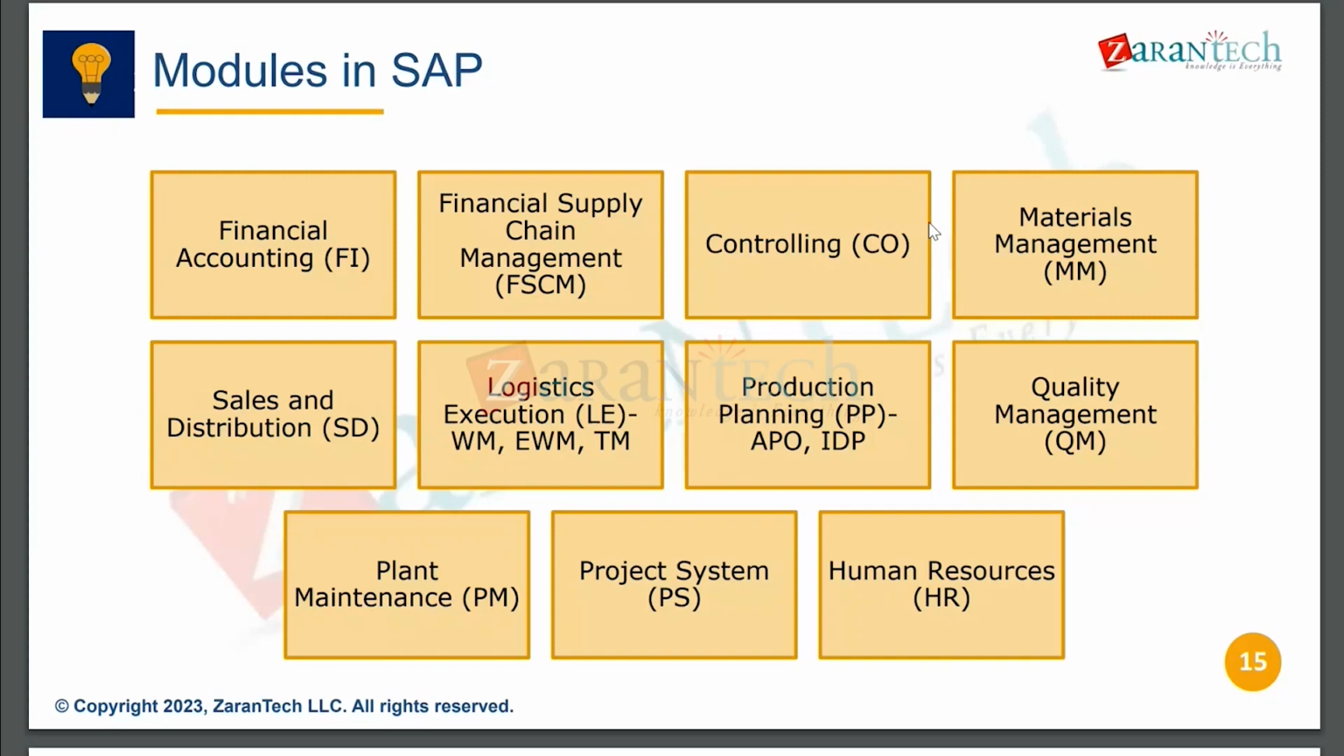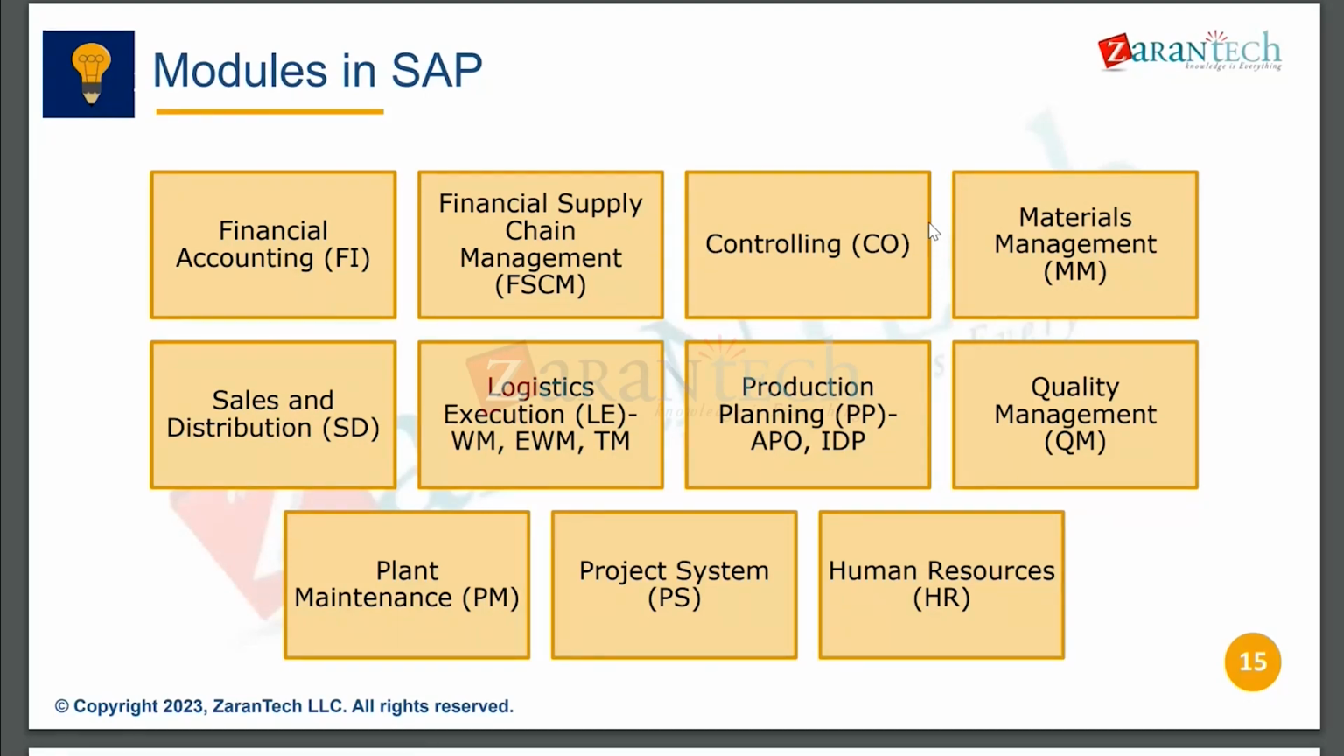Logistics execution is majorly WM, EWM, and TM, transport management. Transport management is linked with sales and distribution, and EWM is linked with materials management. In materials management, that is inventory management, they procure the material and do the goods receipt. From there, WM and EWM come into the picture, and they will properly store that material in respective bins, storage locations, and storage types. These warehouse related activities are taken care of by the WM and EWM modules.